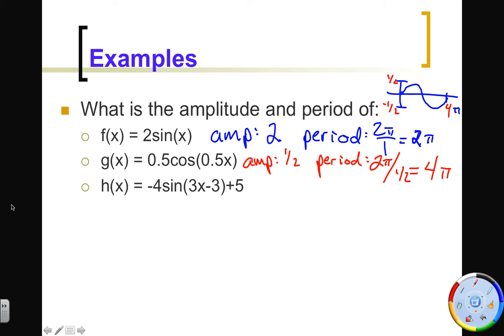This particular one. Amplitude. Again, you should be able to know amplitude pretty easily. The amplitude here is actually 4. It's not -4. The negative just tells us we reflect over the x-axis. The period is 2 pi thirds. So that's kind of weird, and people kind of mess these ones up as well.